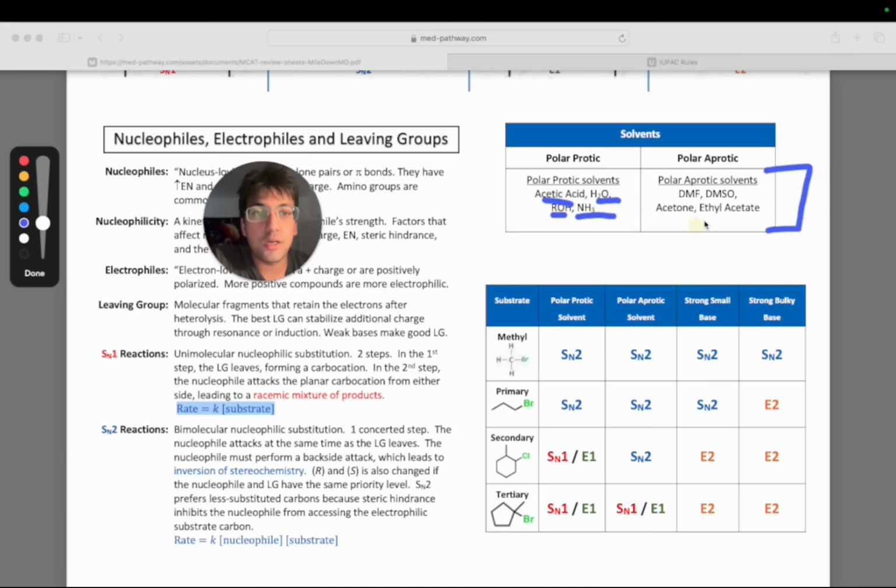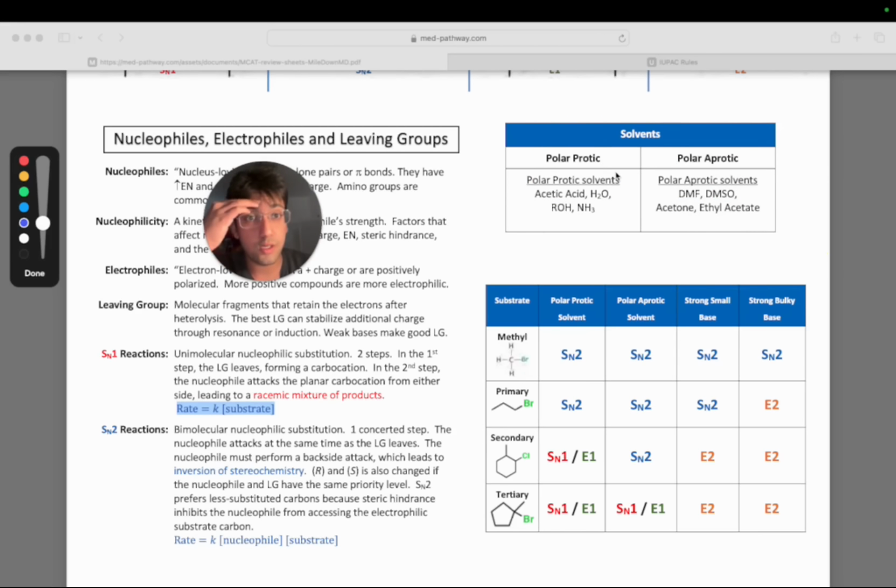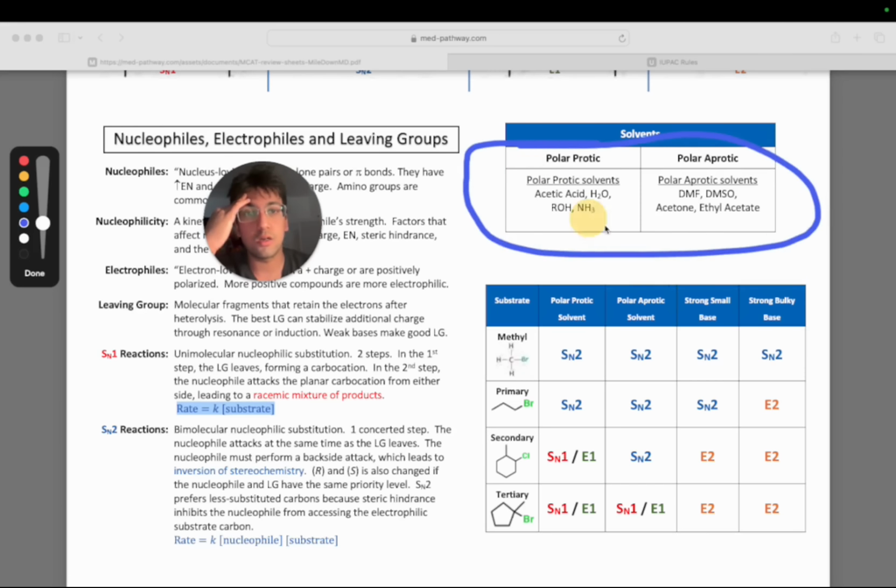Versus polar aprotic, these are all the longer names, and it should make sense why these are polar aprotic. It shouldn't be too hard to memorize this, but it's important that you understand which ones are polar and which are non-polar, and which ones are protic and which are aprotic. And all of these in this are all polar.